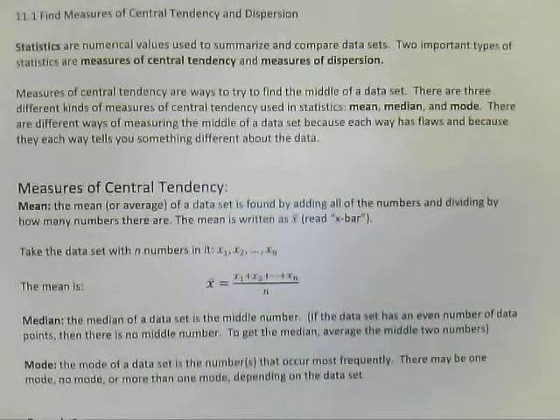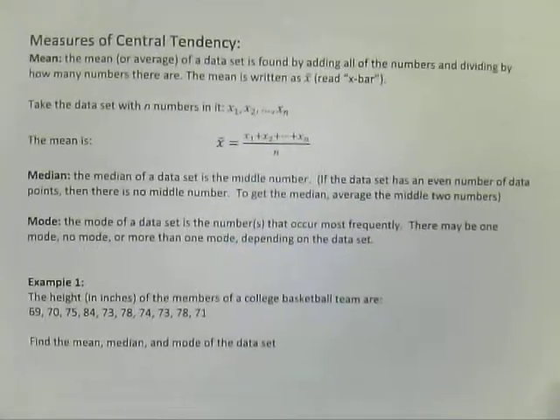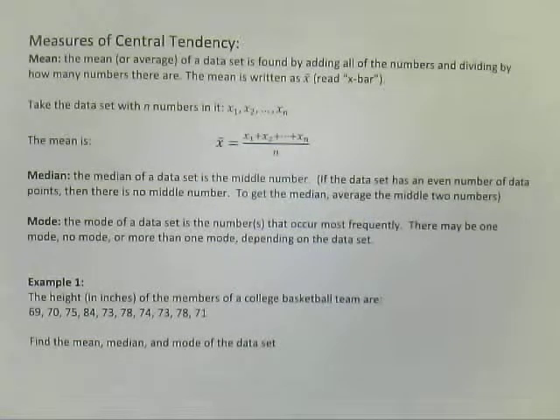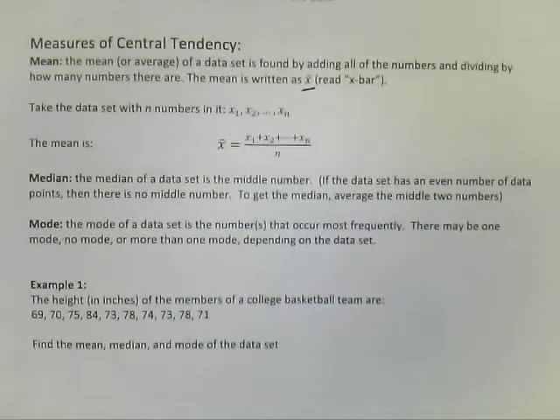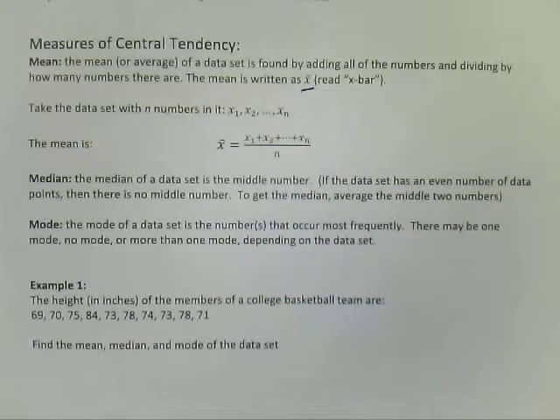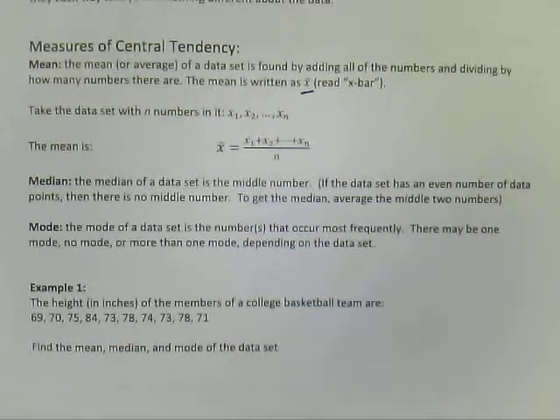So these three measures of central tendency are mean, median, and mode. The first one, mean, is the average. To calculate the average, you take all of the numbers, add them all up, and then divide by how many numbers you have. We have a special notation for average. It's x with a little bar above it, and that's read as x bar. That is the notation that we use to describe the mean or the average.